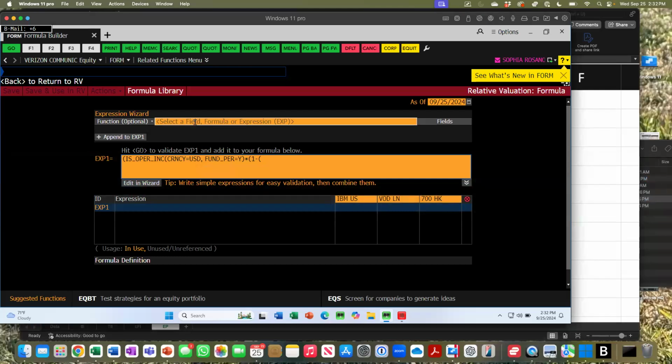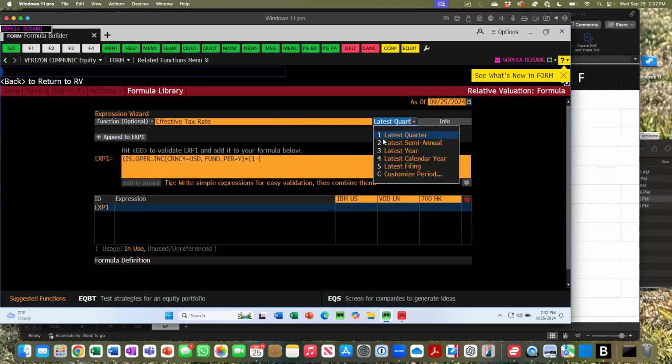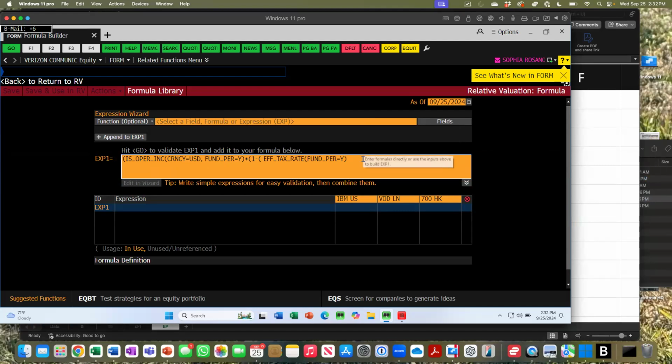So go back up here to function, effective tax rate, again for the latest year, hit enter. There's the effective tax rate, and then I'm going to divide that by 100.